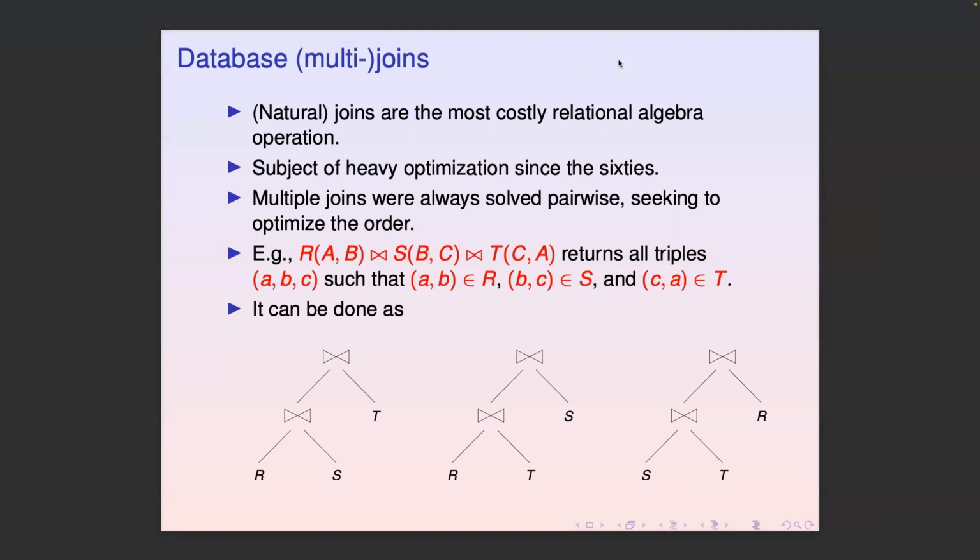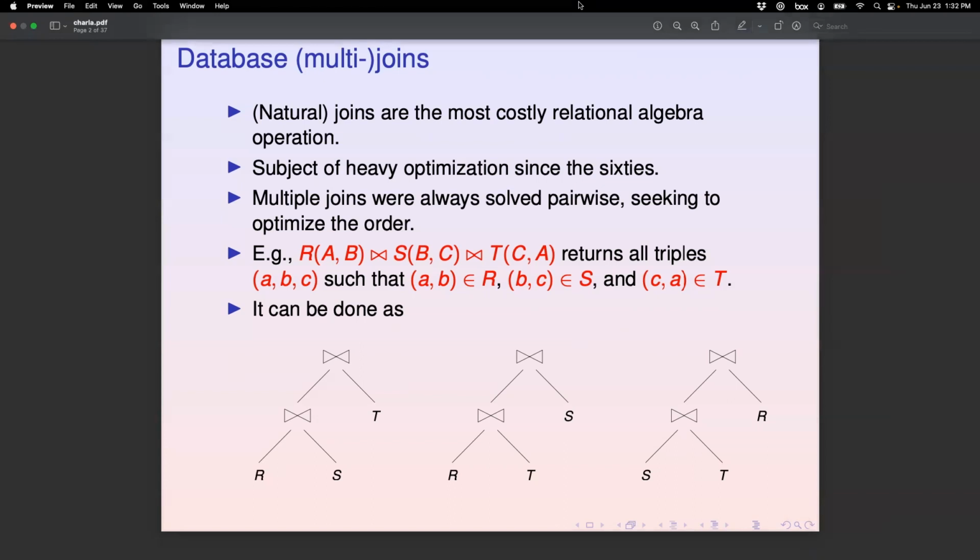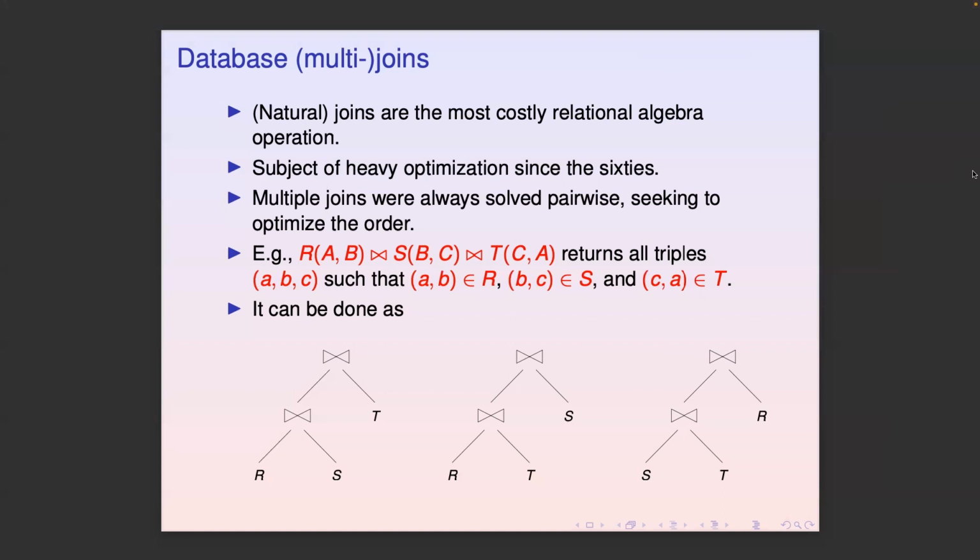If you have a join like this, what you want is to return all the triples A, B, C, which correspond to the attributes. This is a relation R with attributes A and B, a relation S with attributes B and C, and T with attributes C and A. So the set of attributes is A, B, C. You want the triples with elements lowercase a, b, c belonging to the attribute set, such that (a, b) is in R, (b, c) is in S, and (c, a) is in T.